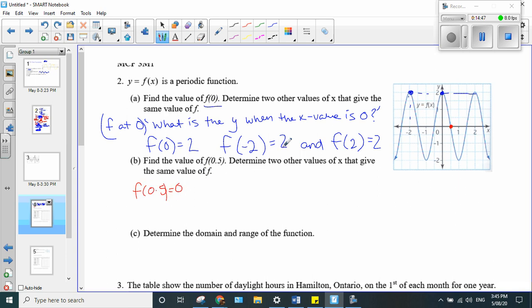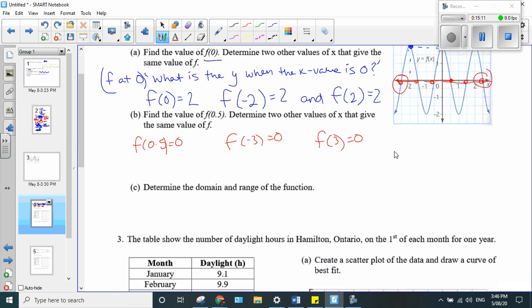Determine two other values of x that give the same value of f. Well, we can just read across. All of these are options. So we can say f at -3 equals 0 for this one. We can also say that f at +3 is 0. So we get this one. All right. And the domain and range.